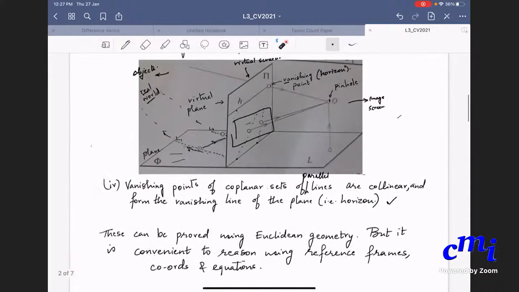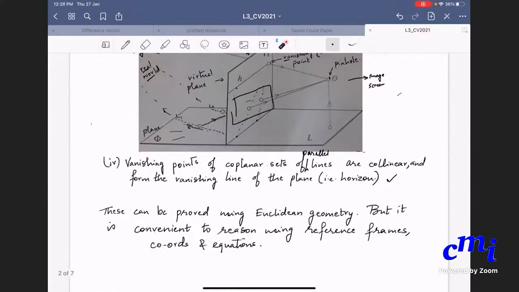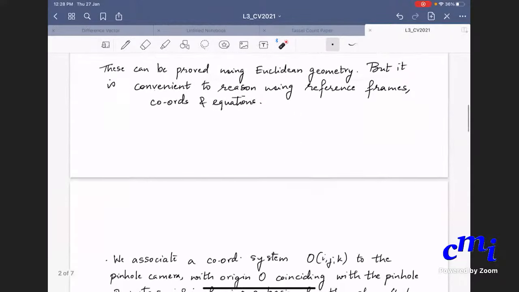There are other things also that you can prove with Euclidean geometry, but for convenience of language as well as the later transformations that we want to study, it is useful to use reference frames and coordinates. So what I'm going to do now is introduce reference frames for the pinhole, the image plane, and the object plane. Let me move on.